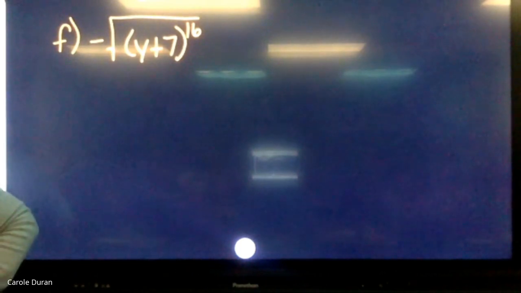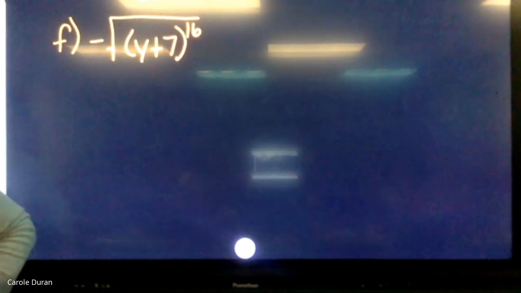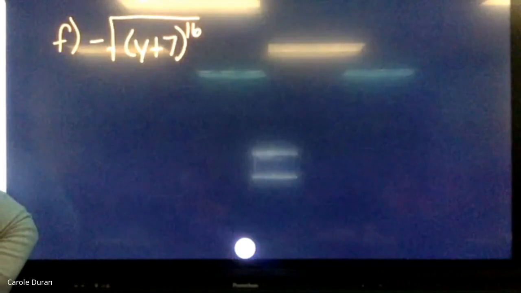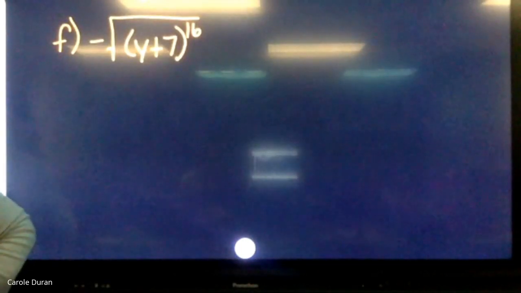What do you have to give us? So on this one, I had the negative square root of y plus 7, all to the 16th power. Connor, talk me through this one. The y plus 7 or the 16? We just leave it as y plus 7 in parentheses.